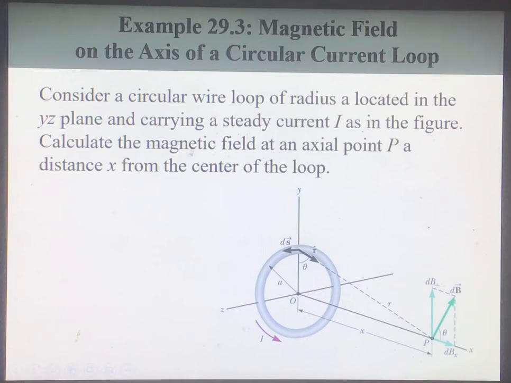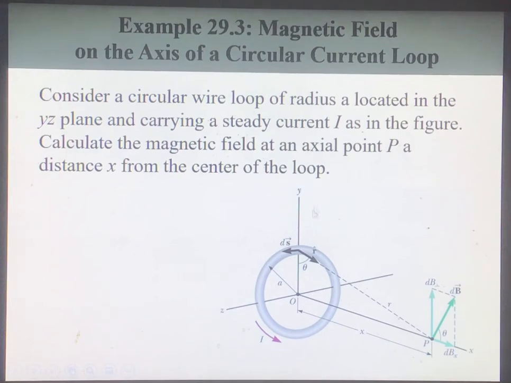So we want to calculate the magnetic field at an exact point P, a distance x from the center of the loop. So this is the setup of my problem right here. So we have a loop, and this loop is sitting in the YZ plane. And we want to calculate the magnetic field at a point P that is at a distance x from the center of the loop.